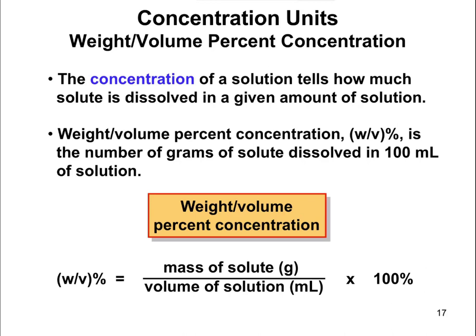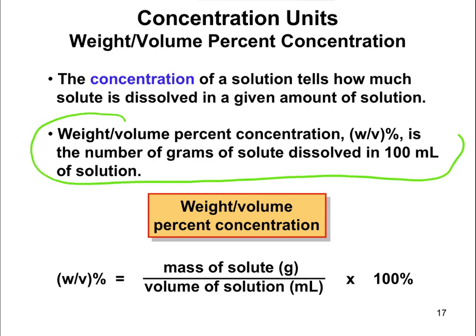Okay, so the first one we're going to look at here is weight volume percent. Weight volume percent is the mass of solute in grams divided by the volume of solution in milliliters times 100%. So that gives you the weight volume percent. The equation can be helpful, but more importantly is really understanding it. And that is to say, you want the number of grams of solute dissolved in 100 milliliters of solution.